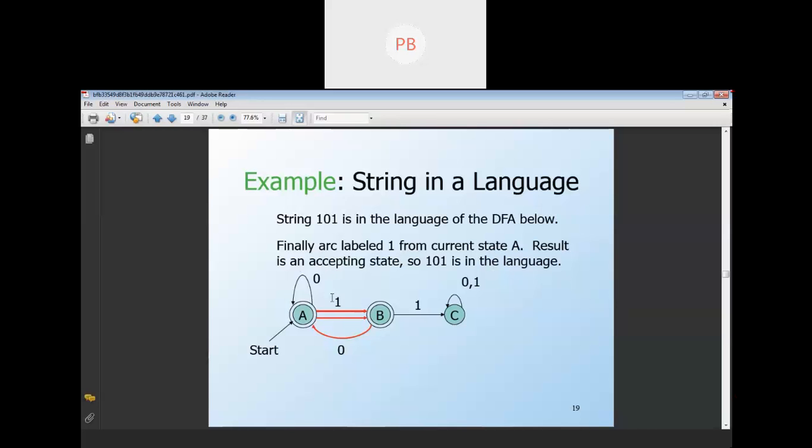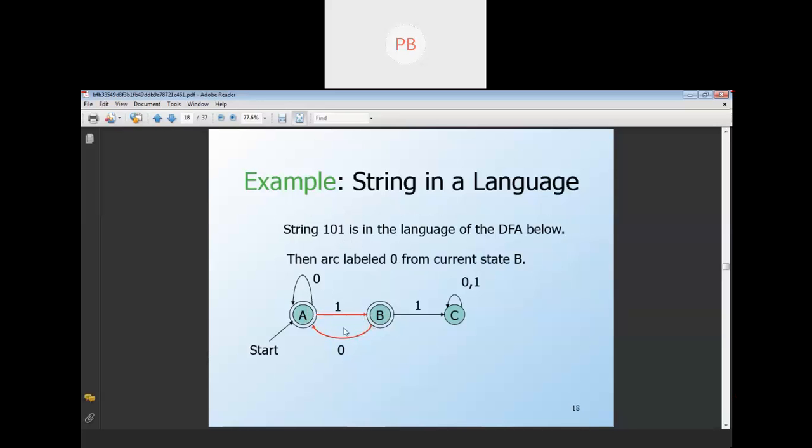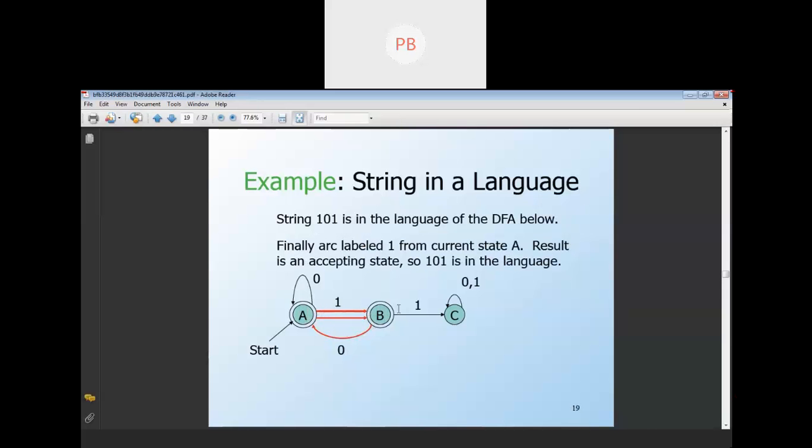Similarly, suppose we consider the string 1011. We traverse all the states as well as all the input symbols, but we are not reaching the final state. That means this string is not accepted by the DFA. That's why the particular string is not in the language. Is it clear to everyone?